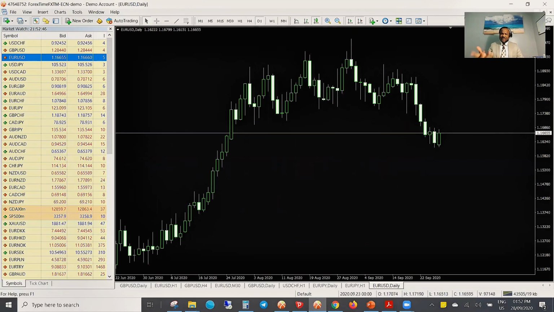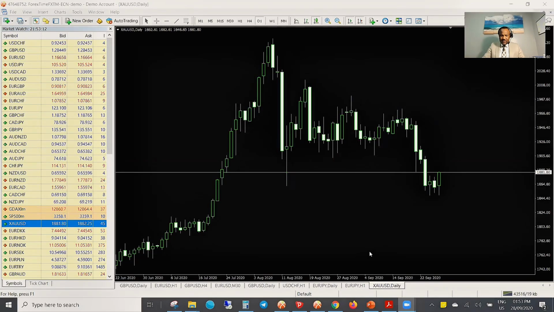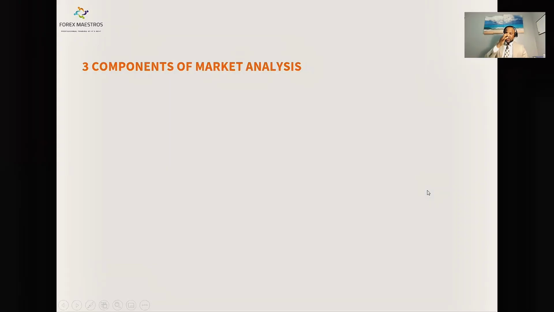When you look at a chart like this, what is it telling you? This is a chart of Euro USD. This is a chart of gold, XAU. How do you make sense of all these things? What does this mean? All right, so we're breaking it down gradually. The 3 most important things in market analysis, the 3 things you have to do.